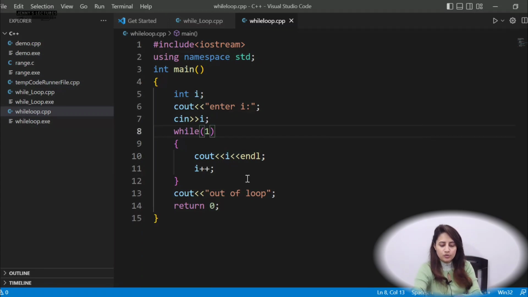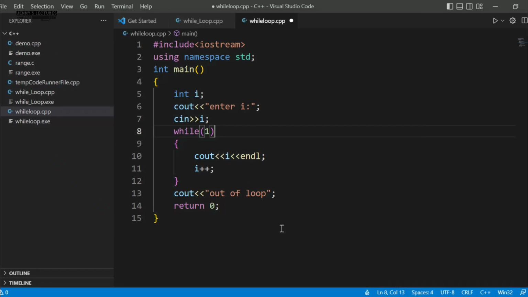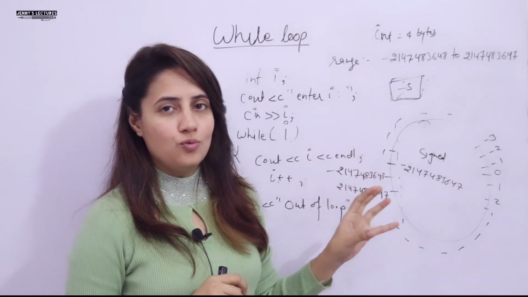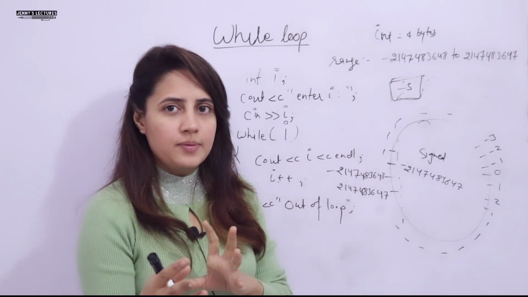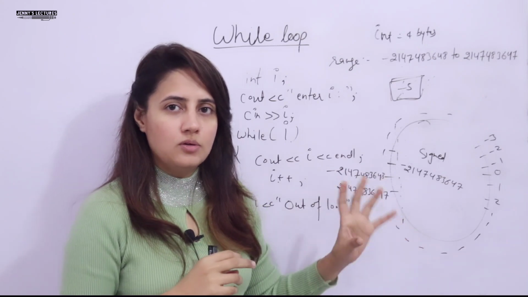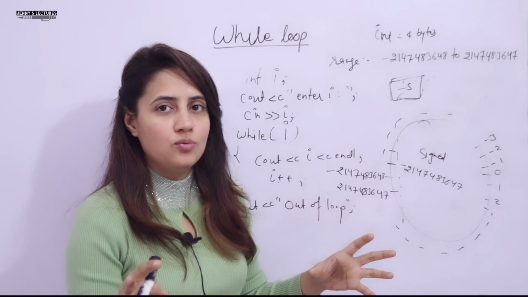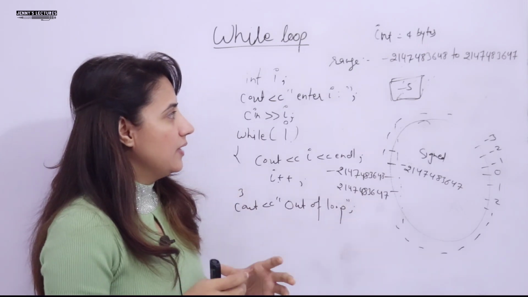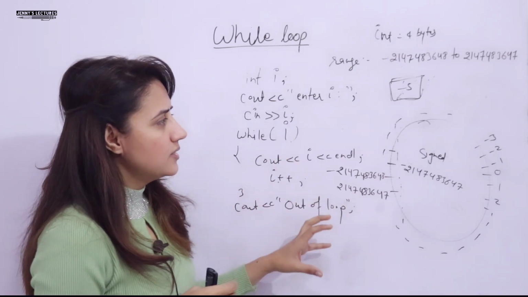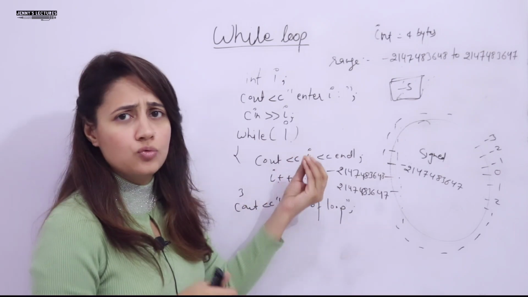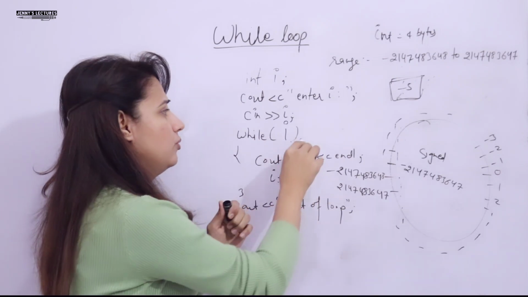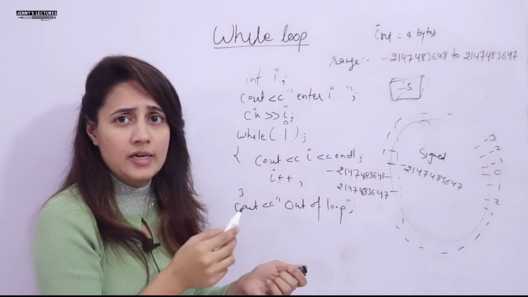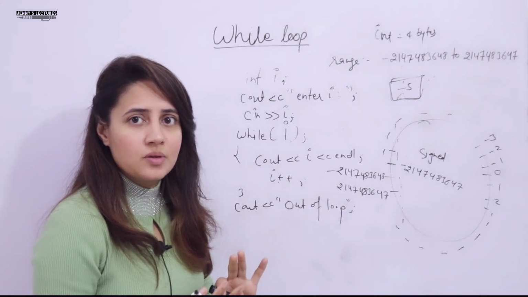Now you can try, if you put a semicolon here, then what output will you get? This is for your assignment. So I hope you got these things about the while loop. I cannot tell you everything on this whiteboard in one video, otherwise the video would be very lengthy. You can try out different experiments with this while loop, like putting a semicolon here and seeing the output.